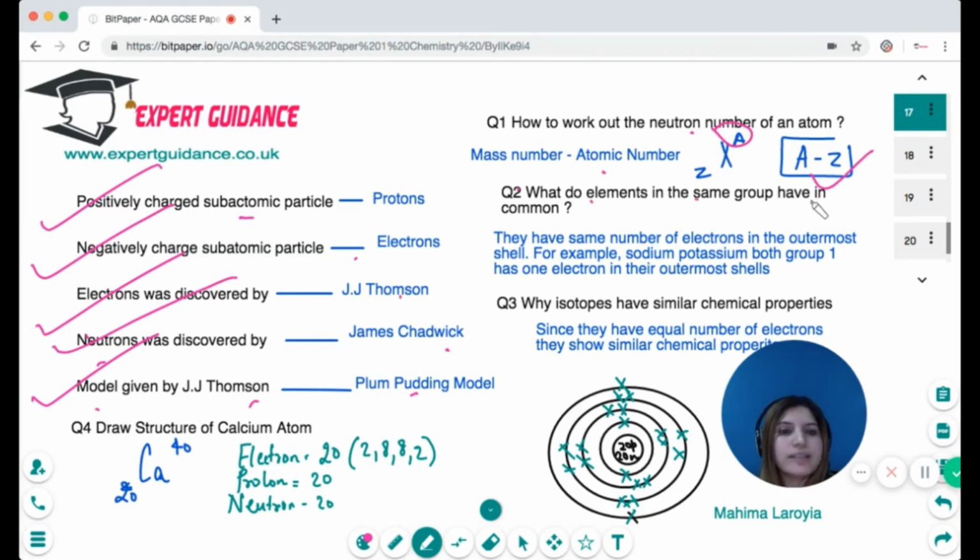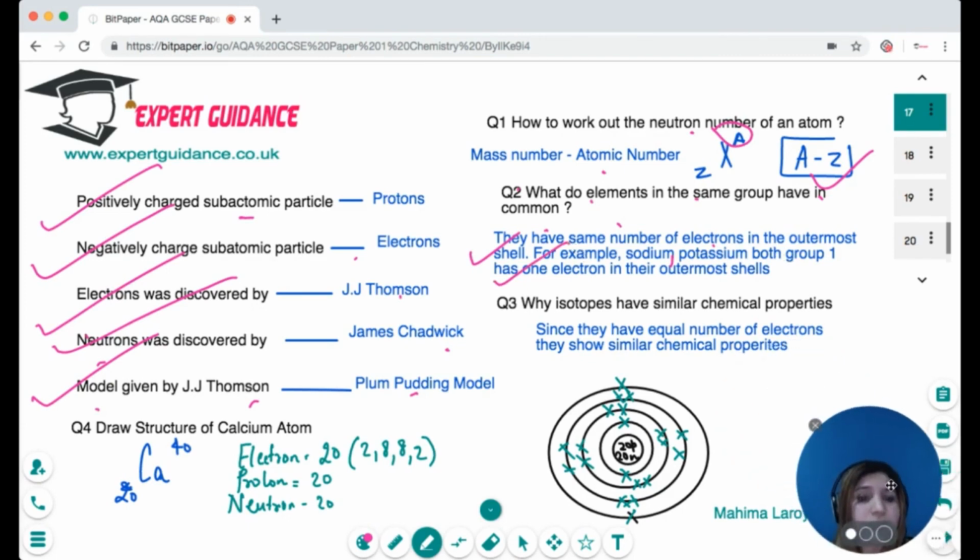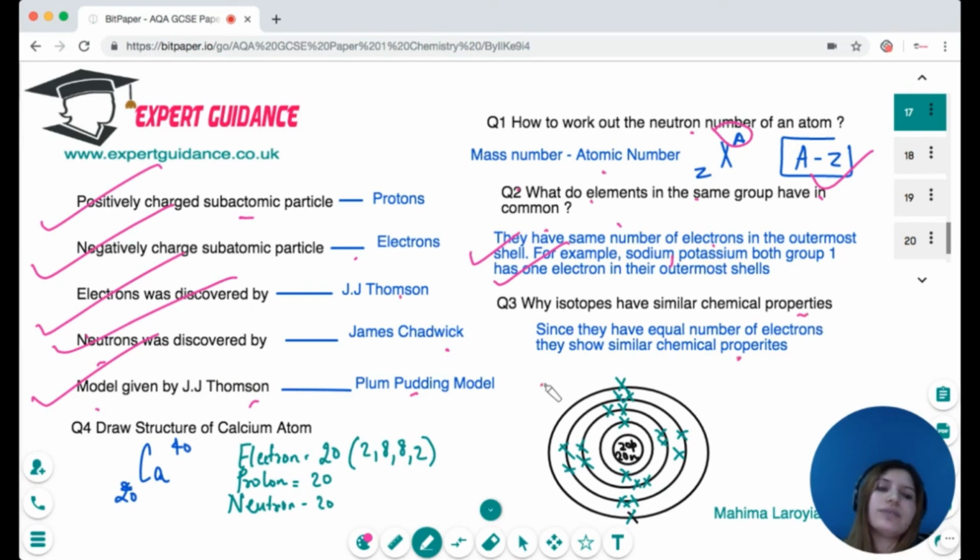What do elements in the same group have in common? They have the same number of electrons in their outermost shell. So for example, sodium and potassium both belong to group 1 and have 1 electron in their outermost shell. Why do isotopes have similar chemical properties? Because they have an equal number of electrons, so they show similar chemical properties.